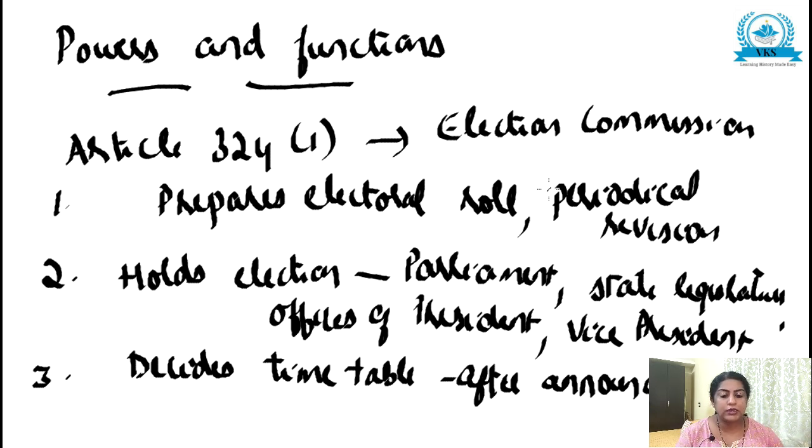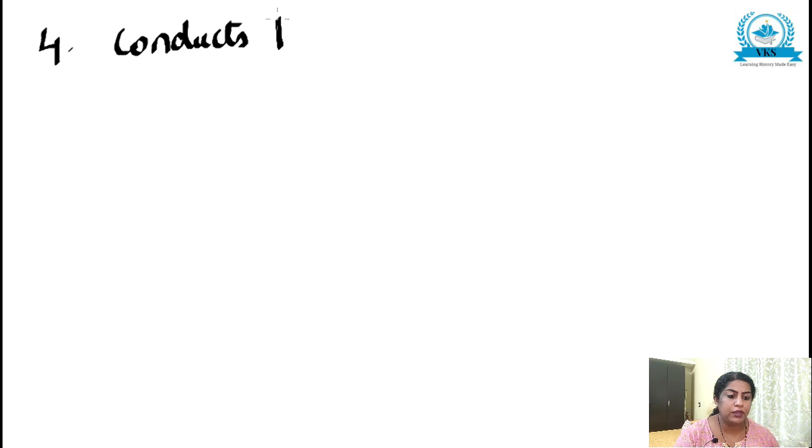Then it decides the timetable after the announcement of the election. Now the fourth function of the Election Commission: it conducts by-elections to vacant seats. We have already learned what a by-election is. So the Election Commission conducts by-elections to vacant seats.